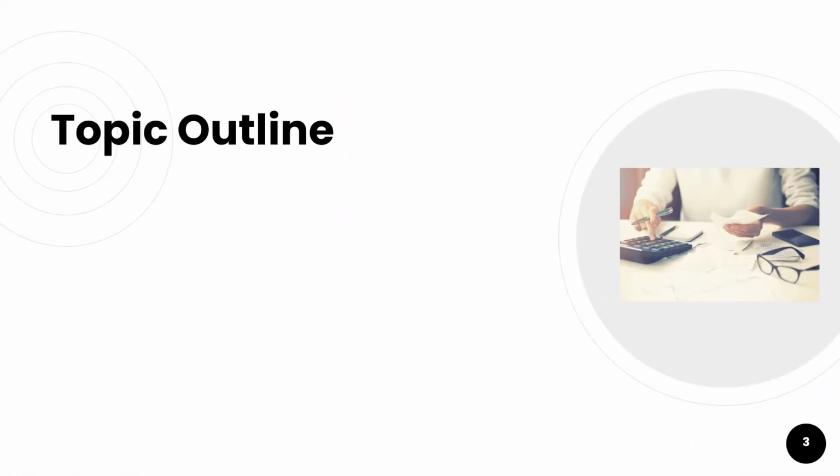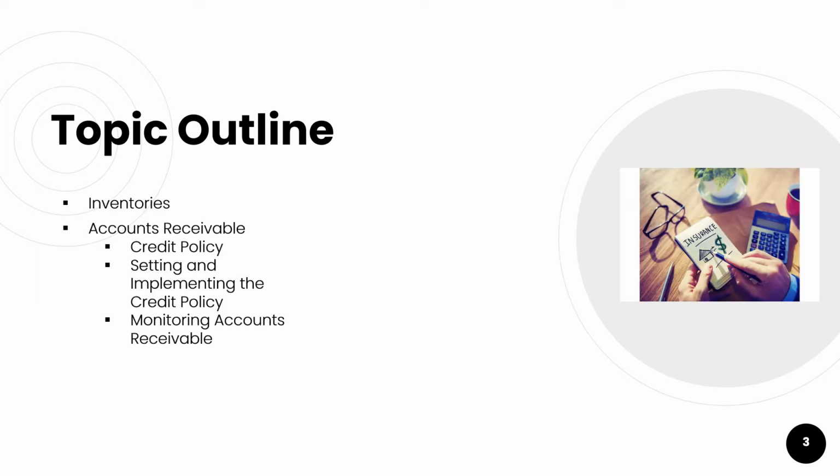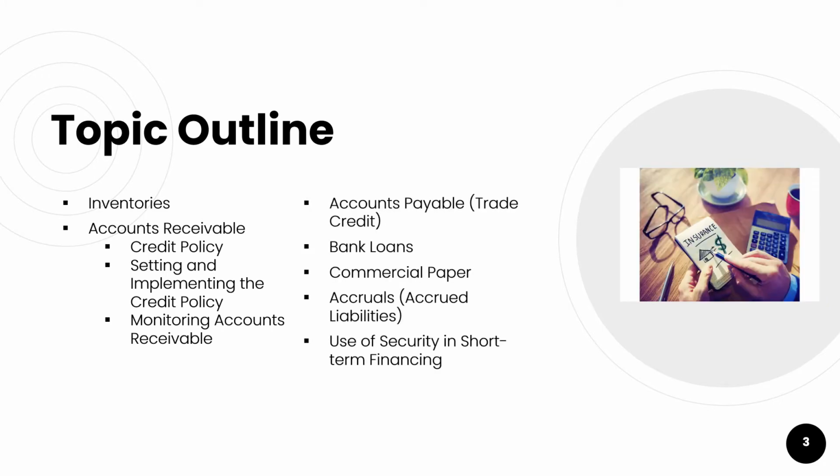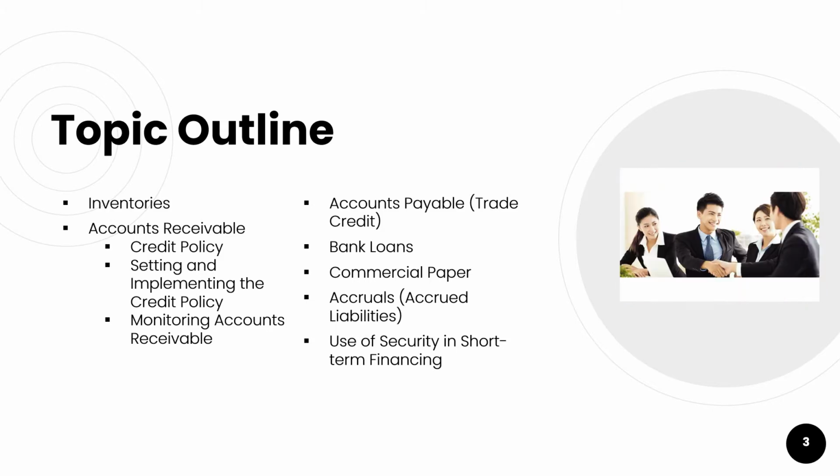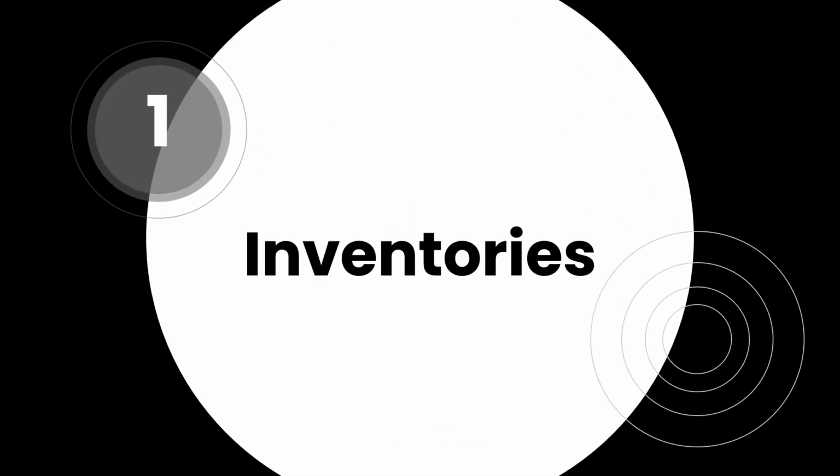Here is our topic outline. On the current asset side, we'll be discussing inventories and accounts receivable. For current liabilities, we'll be talking about accounts payable, bank loans, commercial paper, accruals, and the use of security for short-term financing. Let's now proceed to inventories.